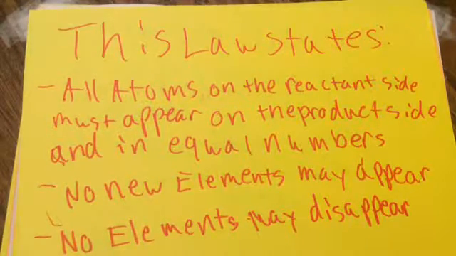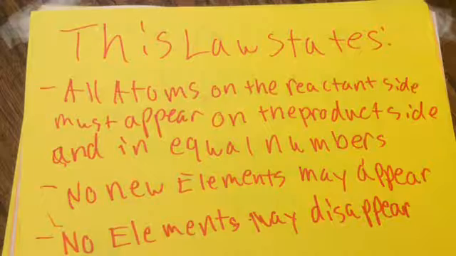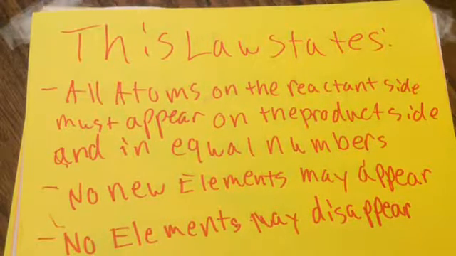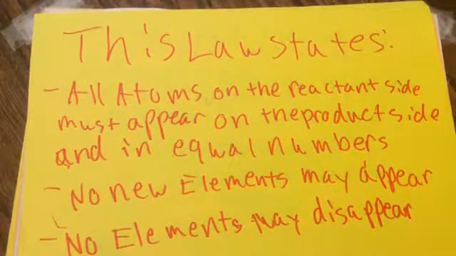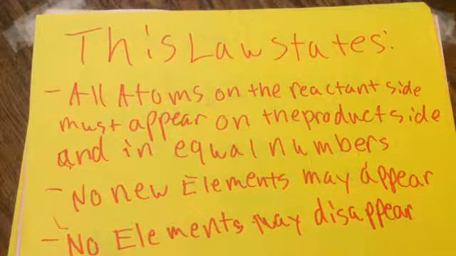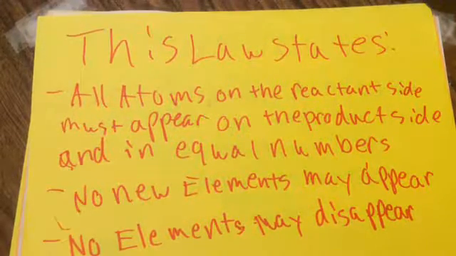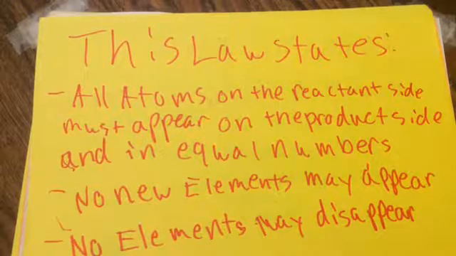Lastly, no elements may disappear. This means that you can't take any elements out of the chemical equation. I'm sorry if you're having trouble with balancing a certain equation, but you can't just think, oh, if I remove this element or add an element, then the problem will be balanced. No, it doesn't work like that. If you do that, then your answer will be wrong.